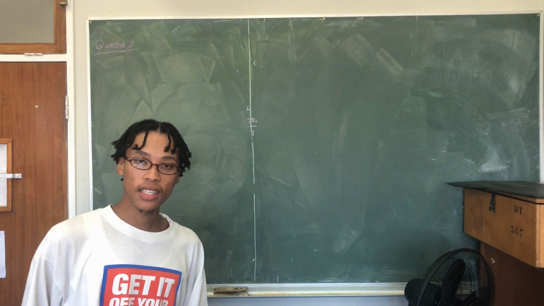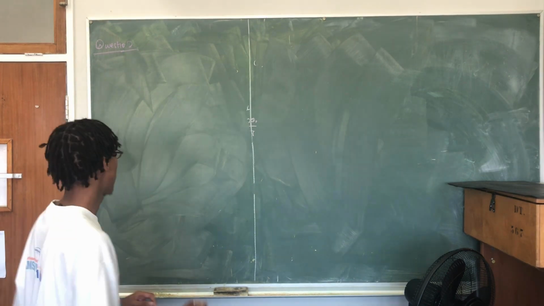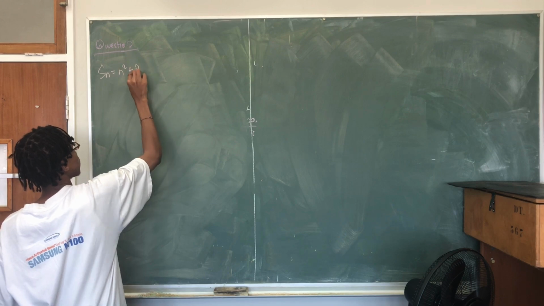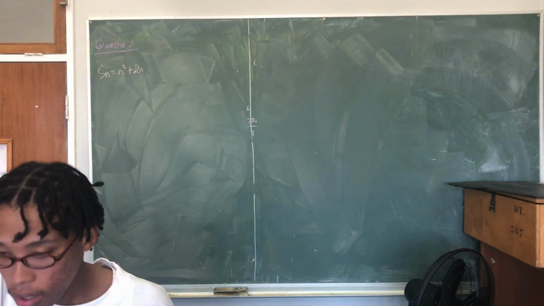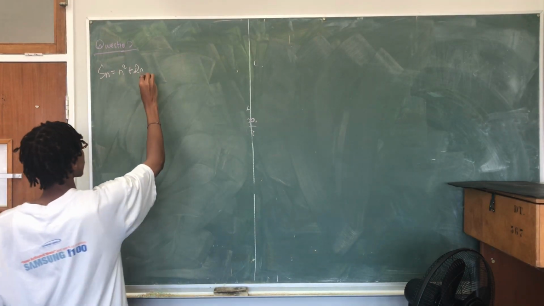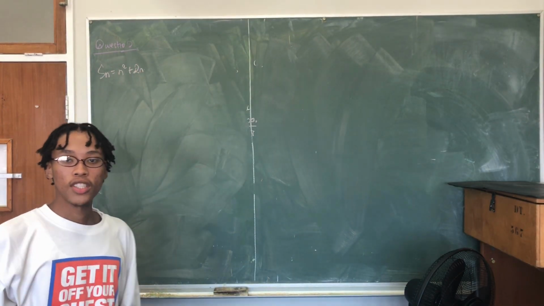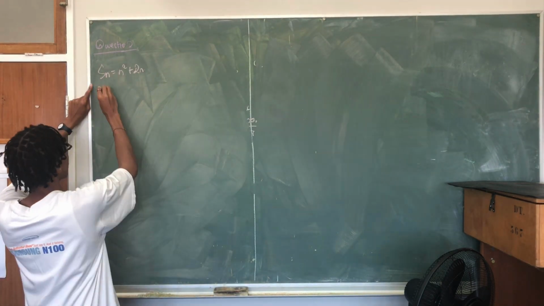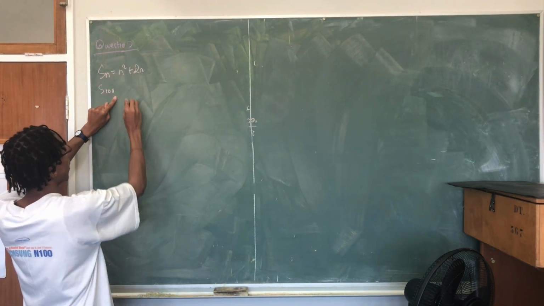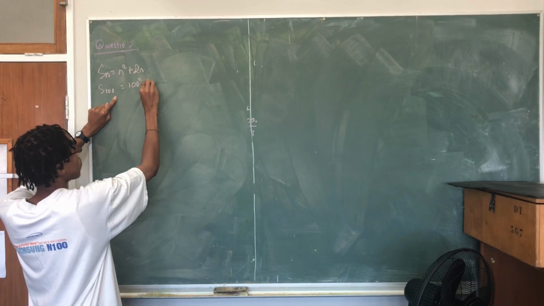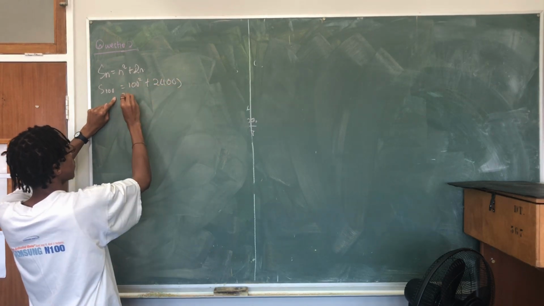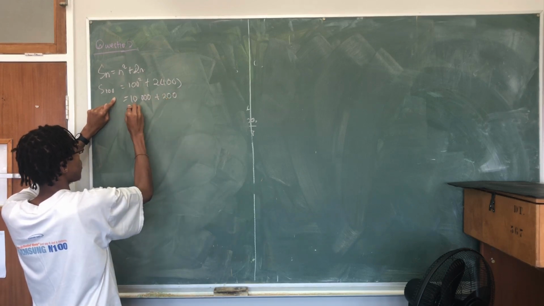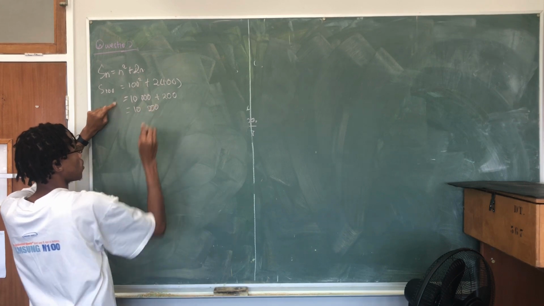In the second question, we're given the sum of the quadratic sequence, given that S_n is n squared plus 2n. The first question is asking us to find the value of the sum of the first 100 terms. So S_100 is 100 squared plus 2 times 100, that becomes 10,000 plus 200. The sum of this is going to be 10,200.